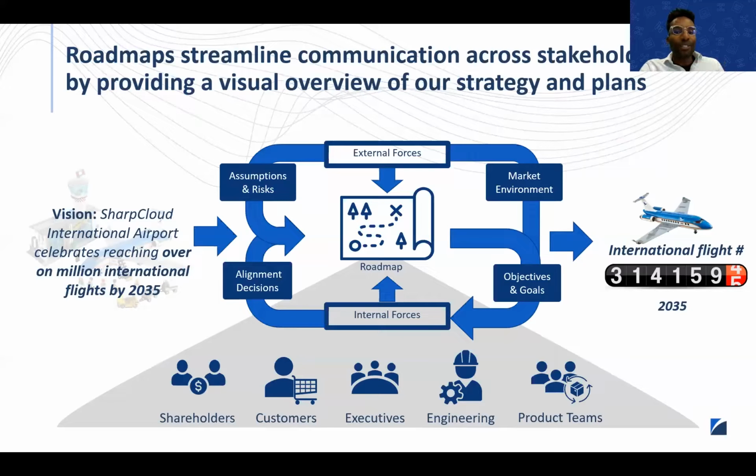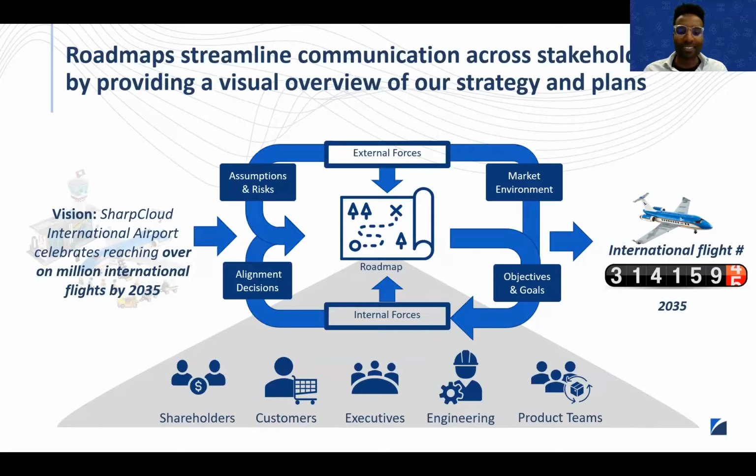And what we do, right, with roadmaps, of course, is they provide a visual overview, again, of our strategy and plan. So we start with our vision that we see on the left, right? We want to reach 1 million visitors in our SharpCloud International Airport. Right? We have our external and internal forces and all the things that go into this roadmap. So our risks, right? The decisions that we need to align our strategy, of course, the market environment that breeds that strategy, and then our objectives and goals because of the market environment that we're in. Right, that there's a path there that we have to take.